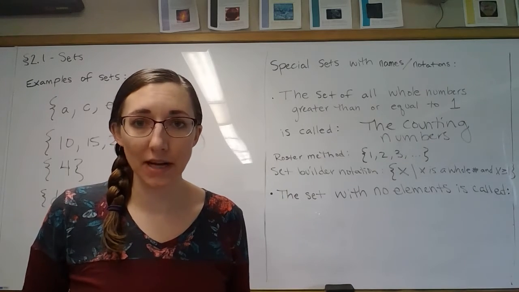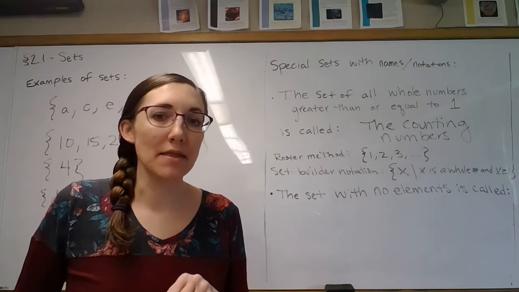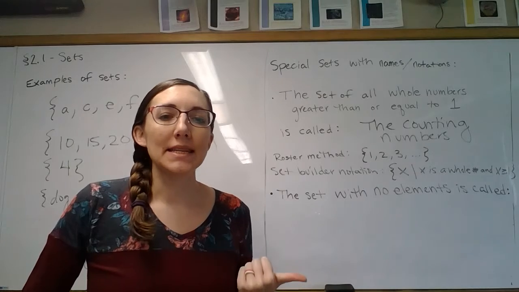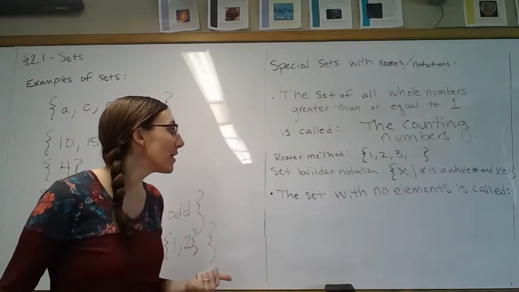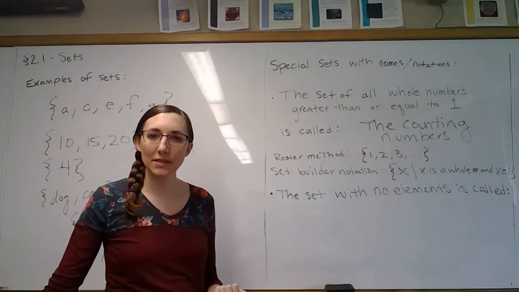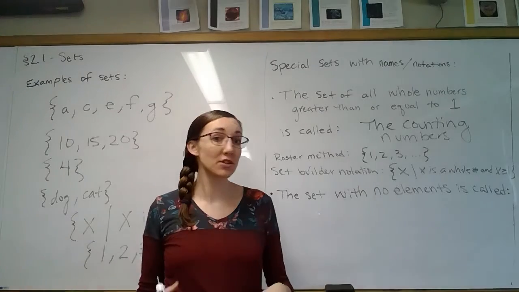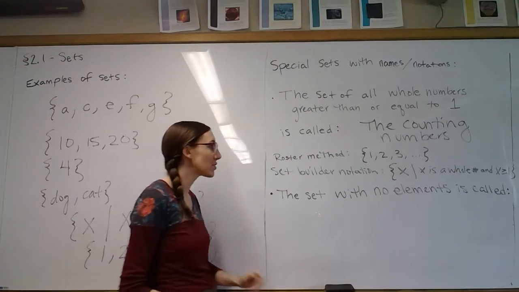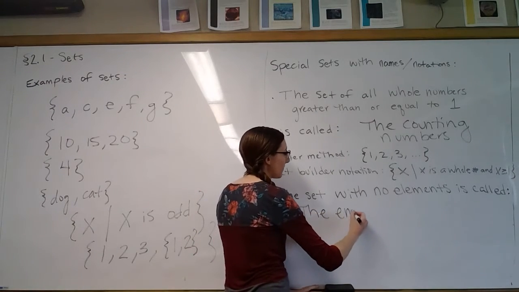So the counting numbers. Our next one is a really, really important set that we're going to use fairly frequently. It's this idea of what if we have the set with no elements. So literally it's like I have a set, but there's nothing in it. Now, fairly intuitively, it's called the empty set.